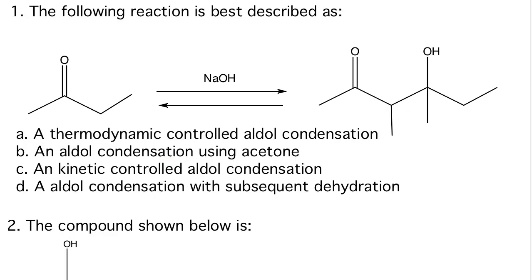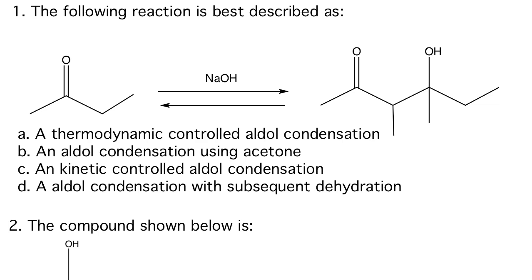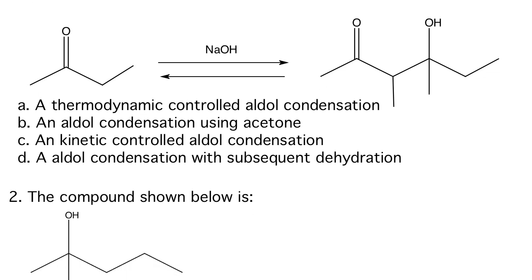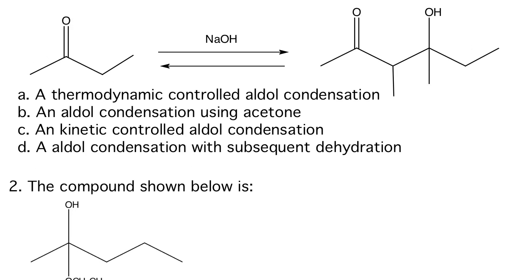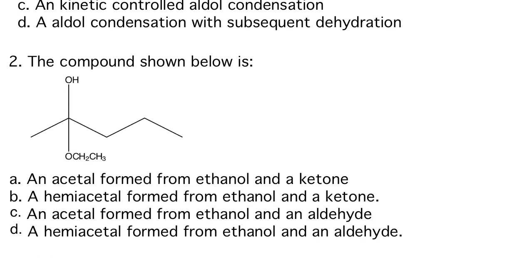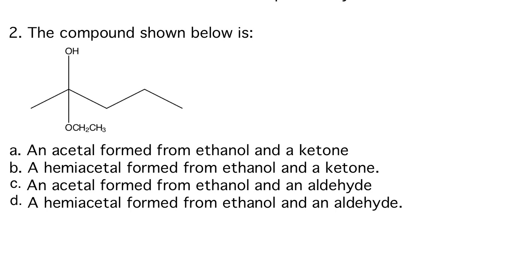All right, everybody. So now I have the questions up here, so we're going to take a look at these. The first question says, the following reaction is best described as, and you have several options here, A, B, C, and D. Notice that they all mention aldol, so it should be evident to you that this is an aldol condensation. You're going to be providing some more specific information on the aldol reaction. And then number 2 says the compound shown below is, and you have several options A through D.